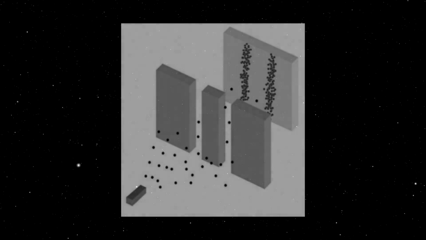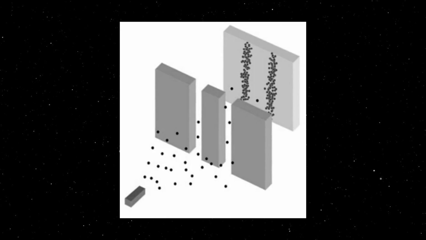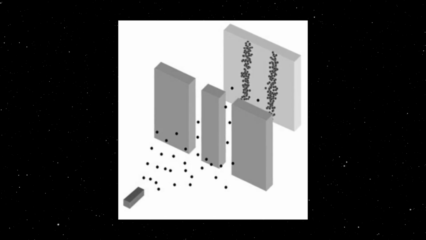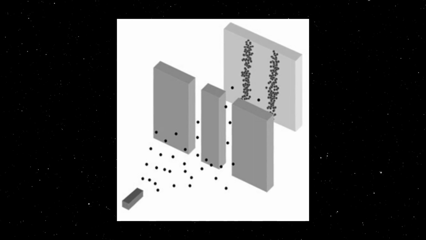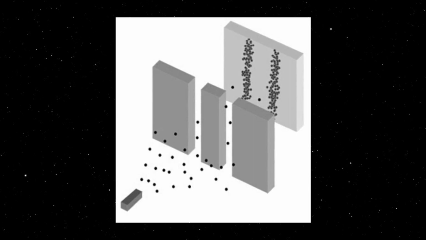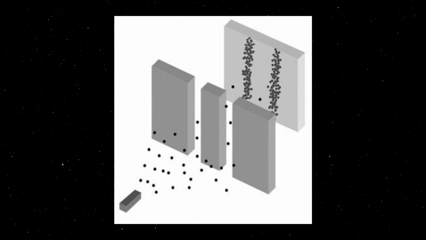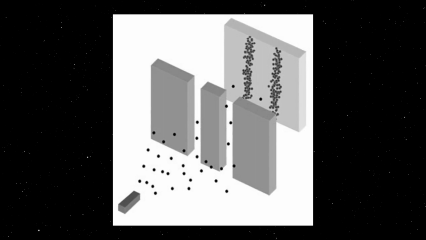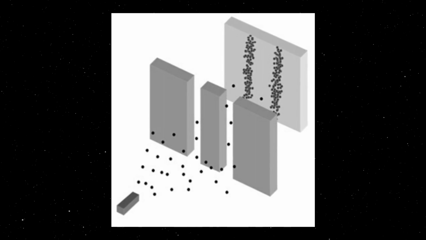If this experiment is done using particles instead of waves, then only two strands will appear on the surface behind the card. This is because a particle can only go through one slit at a time, and can't interfere with itself, meaning it only lands in one spot. But what do both of these experiments have to do with quantum mechanics?